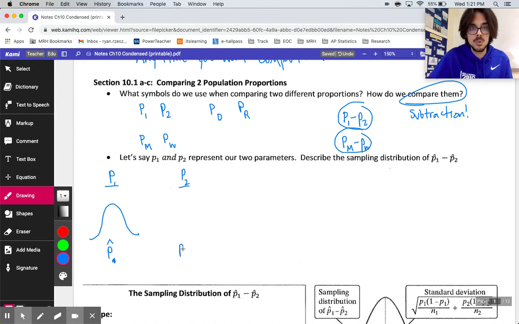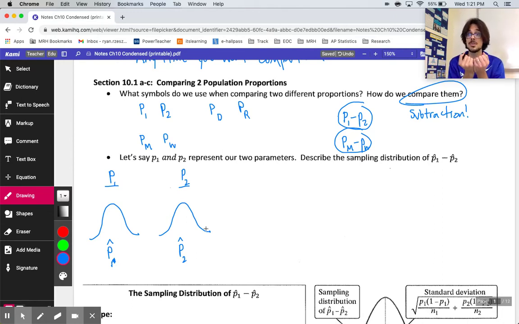Well, p2 is going to have its own sample. So I have p2 hat, I have p1 hat over here. And both of these are going to look approximately normal, assuming conditions are met. We learned that the sampling distribution of p hats looks approximately normal as long as large counts and all that stuff works. So our job is going to be to compare these two things, p1, p2, which is going to involve subtracting what we get from our samples.